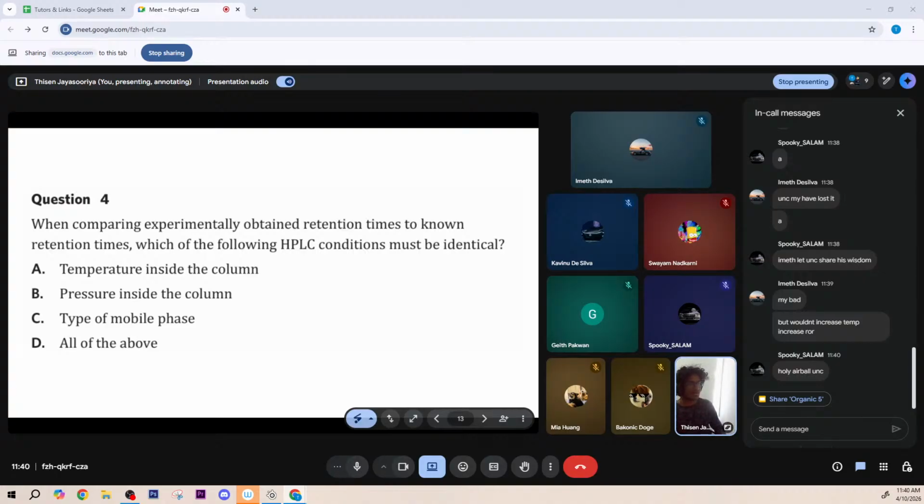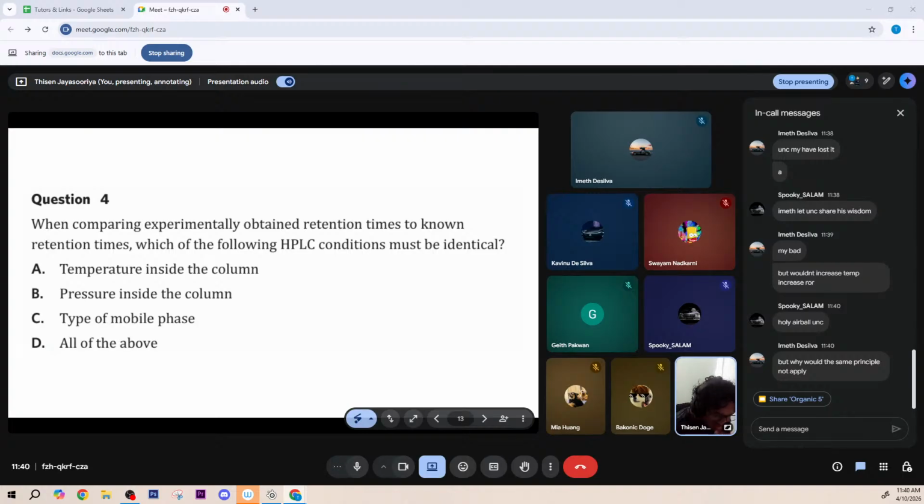So it says here, when comparing experimentally obtained retention times to known retention times, which one of the following conditions must be identical? What conditions must be identical for comparing? But why would the same principle not apply? Because there's no reaction going on. There's nothing reacting. We're just putting a sample through. The sample isn't reacting. It might react, but it's not reacting.